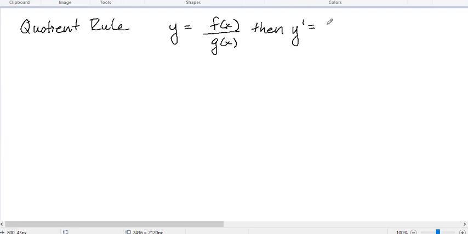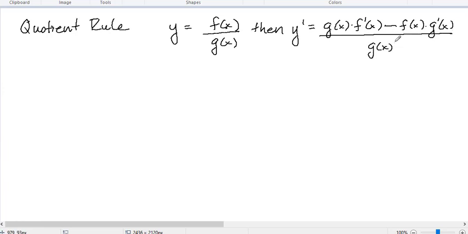The derivative is the denominator function as it is times the numerator's derivative, take away the numerator function times the denominator's derivative. But wait, there's more. All over the denominator function, whole thing squared. And believe it or not, that is the shortcut. Let's look at an example.